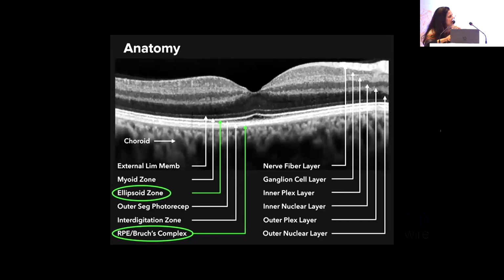After that, you have the plexiform layers and the nuclear layers here. And this is the nerve fiber layer here, this one. So like I said, most of the times we'll be looking at the RPE and the ellipsoid zone. This is the ganglion cell layer. So these are the different layers that you should be familiar with.